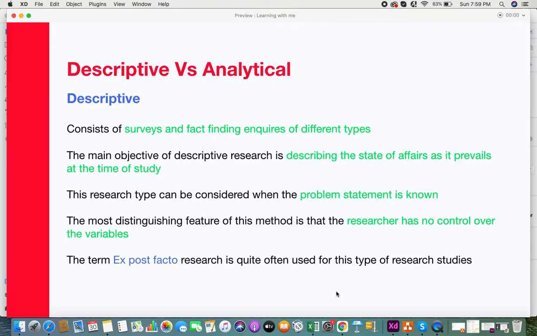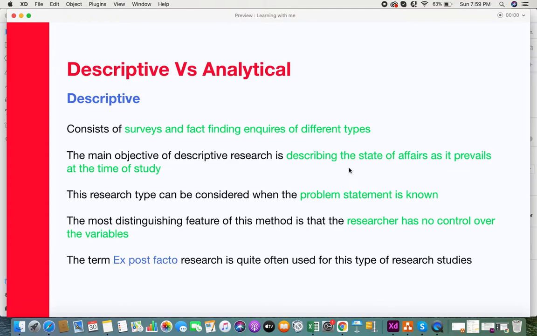You would always do it during the time of study, where you actually want to get that information during that time period. So this is the main objective of this type of research. It's a state where you describe the state of affairs as it prevails at the time of study. And the next one is, this research type can be considered when the problem statement is known.